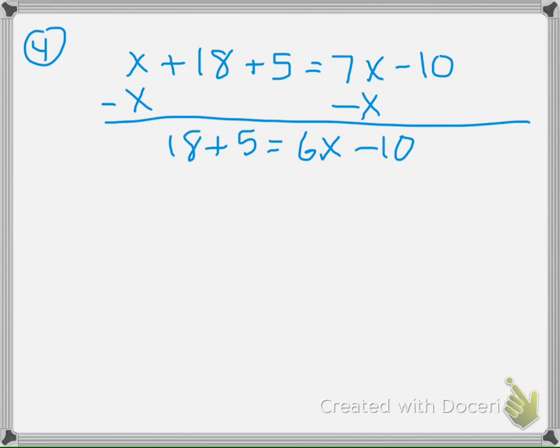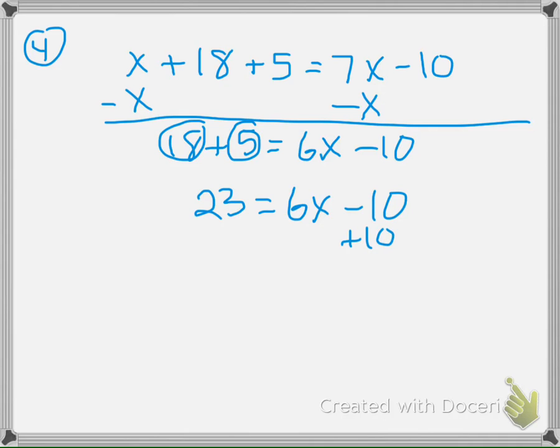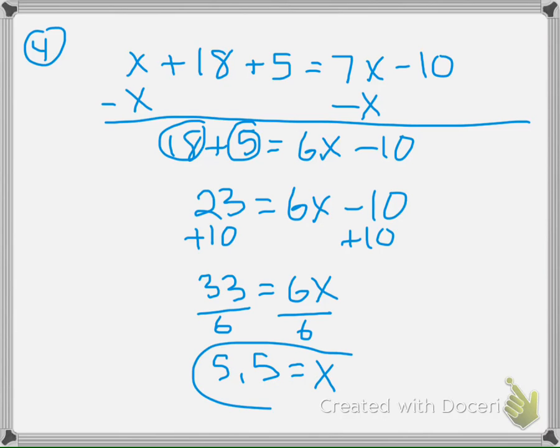Now I notice on this side I have like terms, 18 plus 5. So I can just combine those now. 18 plus 5 is 23. So I have 23 equals 6x minus 10. Now it's a simple two-step problem. I'm going to add 10 on both sides. So I'm left with 33 equals 6x. And divide by 6 on both sides to get x by itself. I'm left with 5.5 equals x.